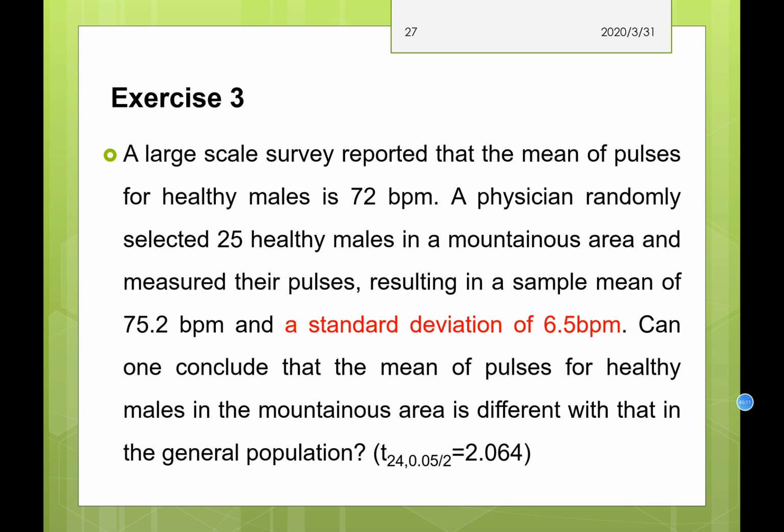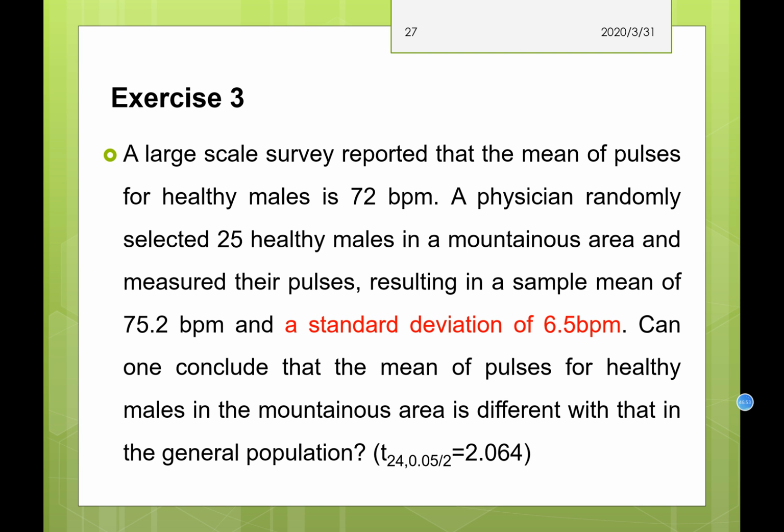A large scale survey reported that the mean of pulses for healthy males is 72. A physician randomly selected 25 healthy males in a mountainous area and measured their pulses, resulting in a sample mean of 75.2 and a standard deviation of 6.5. Can one conclude that the mean of pulses for healthy males in the mountainous area is different from that in the general population?